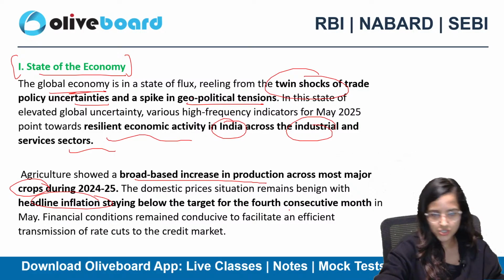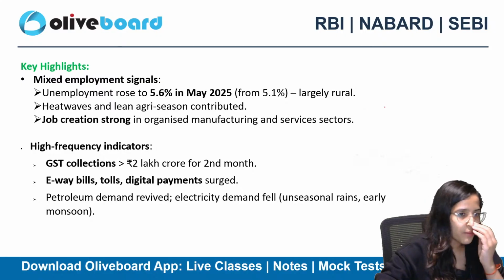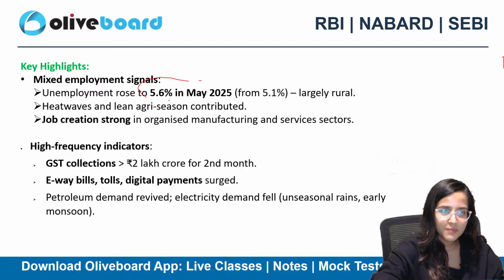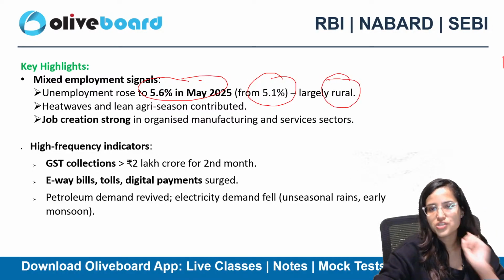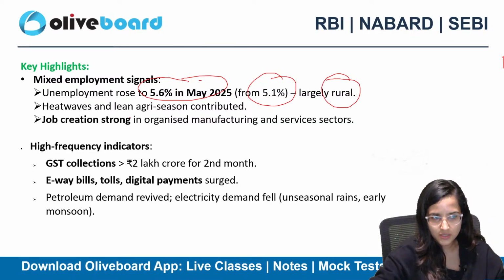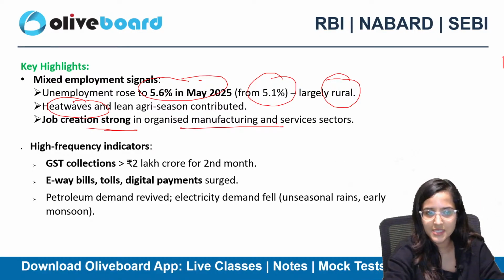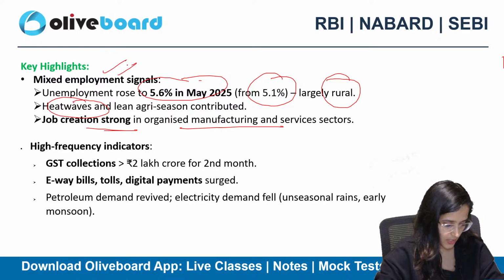So our conditions: the Indian economy is resilient. If we talk about the employment signals, they are mixed. Unemployment rose to 5.6% in May, from 5.1%, which is largely rural. Rural unemployment has increased. Heat waves have increased. Job creation is strong in organized manufacturing and services sector. So there are mixed signals from the employment area.